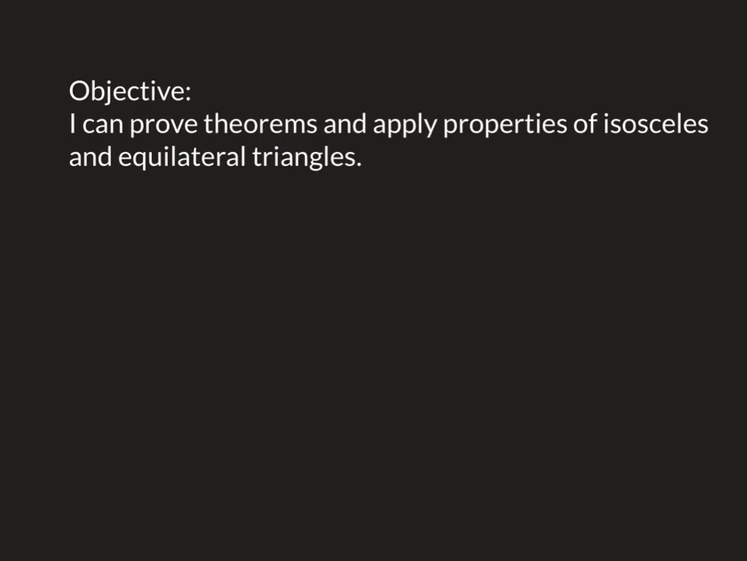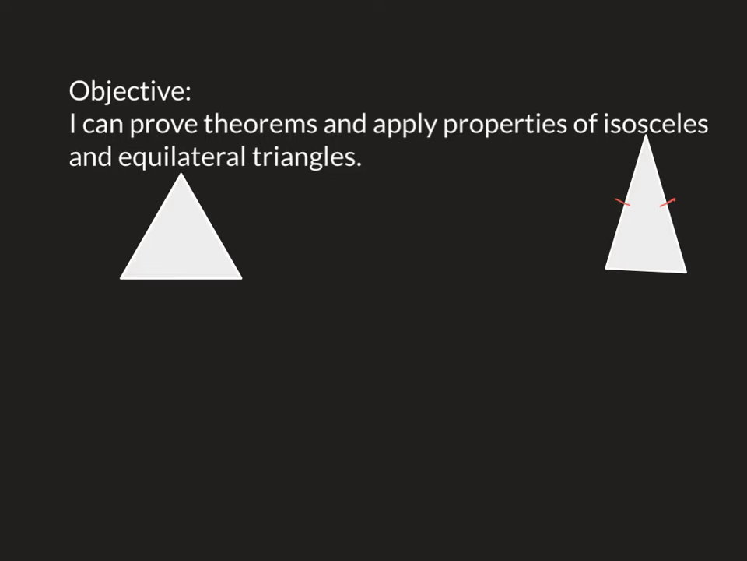So the objective today is I can prove theorems and apply properties of isosceles and equilateral triangles. So in section 4-2, we saw that an isosceles triangle has at least two congruent sides, and an equilateral triangle has all three sides congruent.